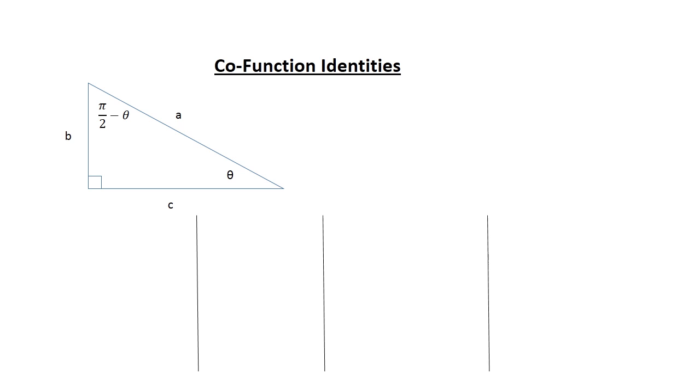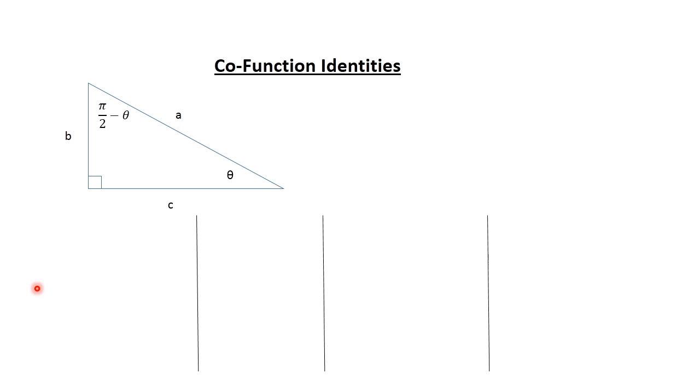Let's take another look at co-function identities. I know that sometimes when students look at co-function identities, they tend to treat them as if they are compound angle formulas or compound angle identities. Whereas you can use the compound angle identities, it's a lot easier to work with the co-function identities if you understand them. So let's see if we can develop them.